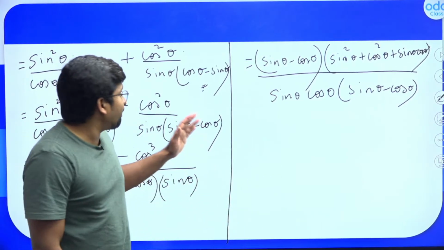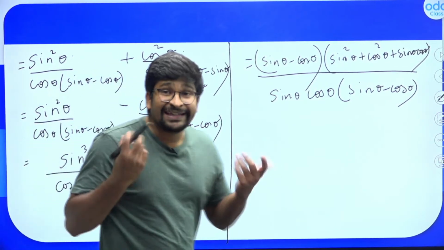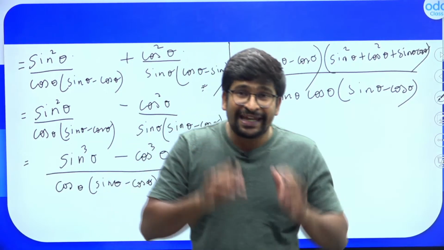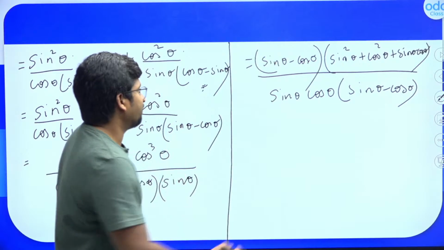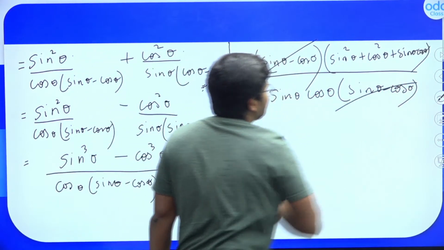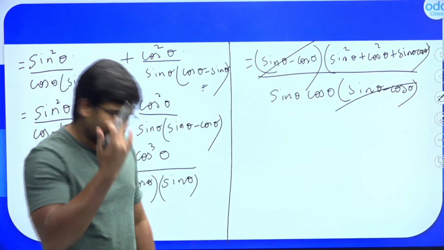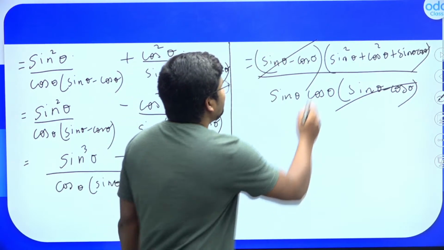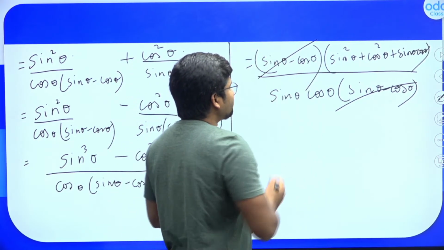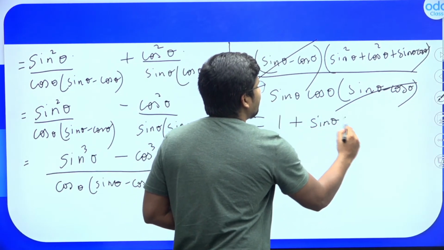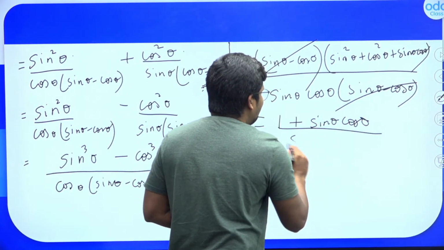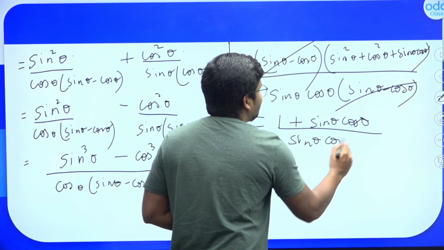I repeat what I applied here. I applied the formula a cube minus b cube is a minus b into a square plus b square plus ab. So sin theta minus cos theta and sin theta minus cos theta are gone. What is left? You are left with sin square theta plus cos square theta, which is 1, plus sin theta cos theta, whole divided by sin theta cos theta. You will get like this.